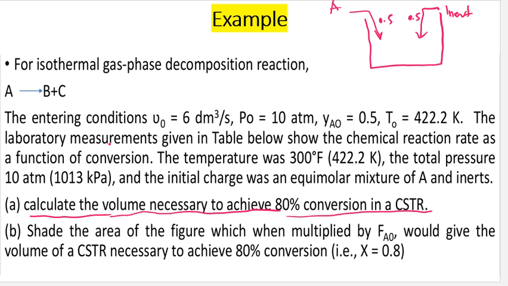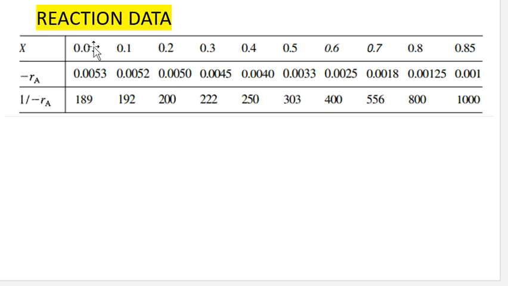So the laboratory measurements given in the table below show the chemical reaction rate as a function of conversion. So this is the table they refer to. They give us conversion and the reaction rate there. The reaction rate is given as minus RA, as well as the inverse or reciprocal of that, 1 over minus RA. So at 10% conversion, this is the RA. At 20% conversion, this is the RA. 30 and so on, up to 85% conversion.